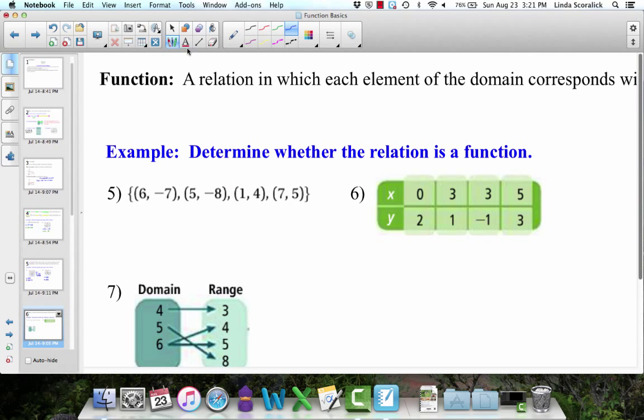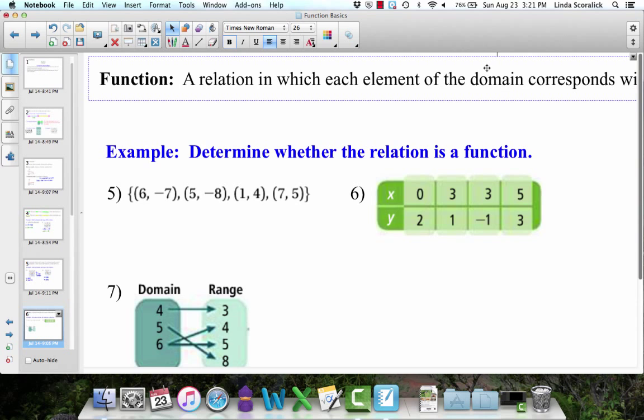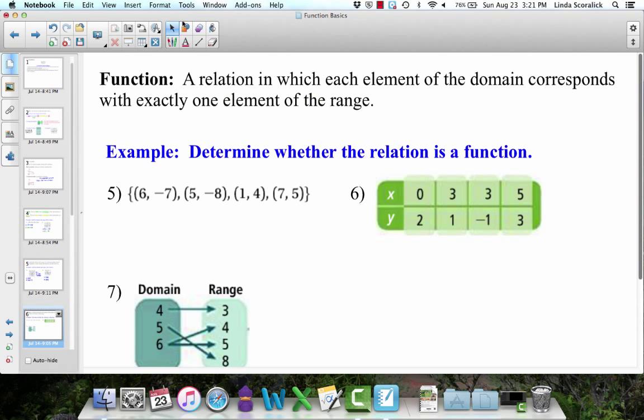So it's important at this point that we talk a little bit more about relations and get a little bit more specific. We have this very specific kind of relation which is called a function, and this is a relation in which each element of the domain corresponds with exactly one element in the range. So they have what we call a one-to-one correspondence. Basically the domain values aren't shared.